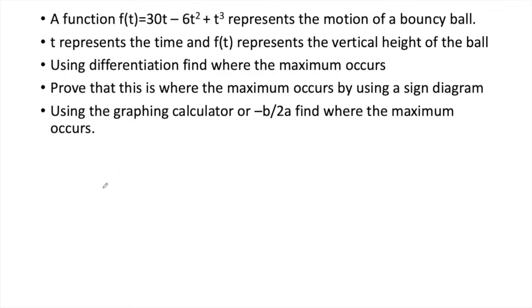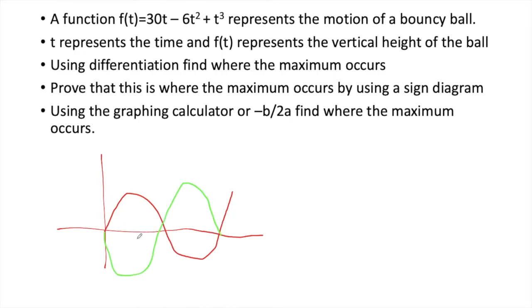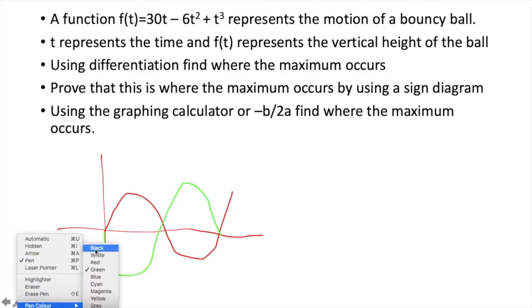First things first, the graph is a cubic graph. Now, we don't know whether the graph has a minimum and a maximum, or a maximum and a minimum. So this one has a maximum then a minimum, but it could possibly have a minimum and then a maximum. So we don't know if it's going to be something that looks like the red graph or something that looks like the green graph. And this is why differentiation is quite useful.